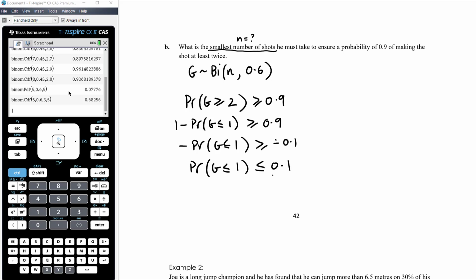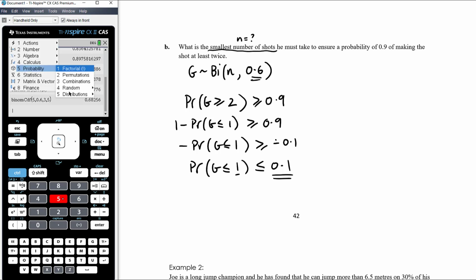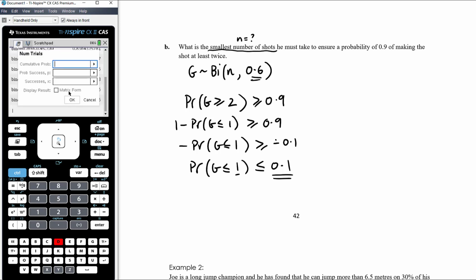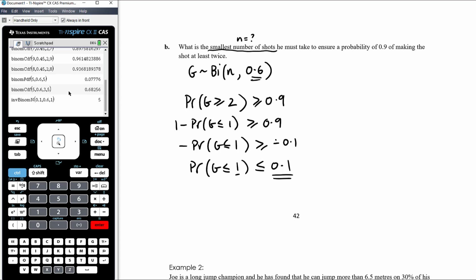Okay, so that's now my cumulative probability. That's my x value in the CAS, G value in the problem here, and then the probability of success is still 0.6. So that's the information I'm going to need for my inverse binomial n. So menu 5, 5, D for inverse binomial n. Cumulative probability is 0.1. Probability of success here is 0.6. And the maximum number of successes I want there is 1. I'm not going to worry about the matrix form. This tells us that n has to be equal to 5.